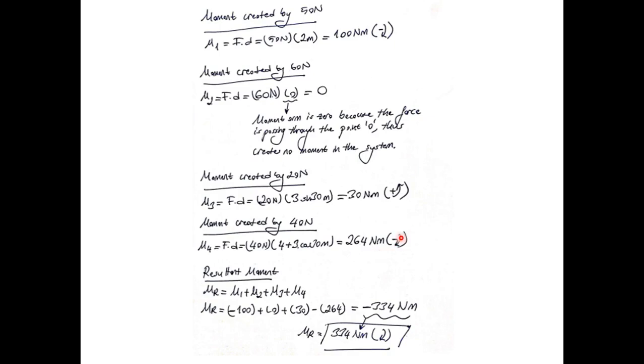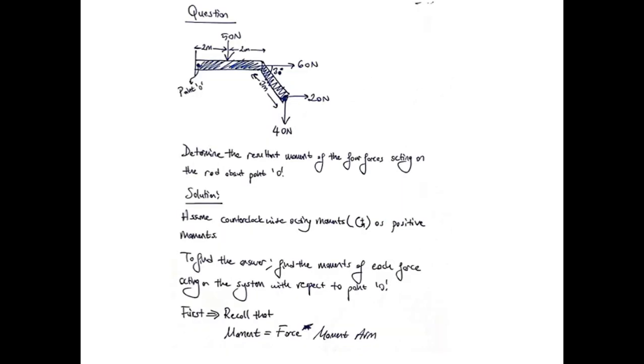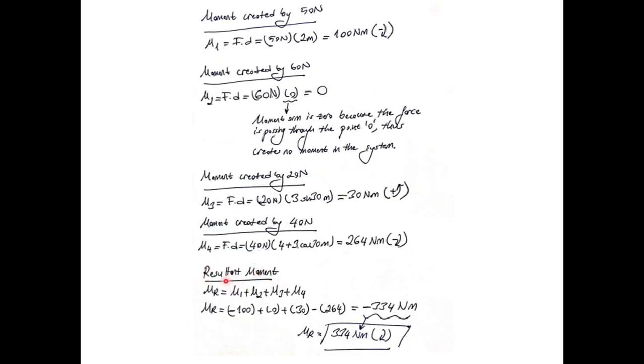Again, it is acting in the negative direction, so it is acting in the clockwise direction. Why? As you can sense, and I'm trying to show it with the red dot again here, the force is trying to create a moment in the clockwise direction. So since we made the assumption that the counterclockwise moments will be positive, the moment created by the 40 newtons will be negative. So how do we find the resultant moment, which was the question to us?